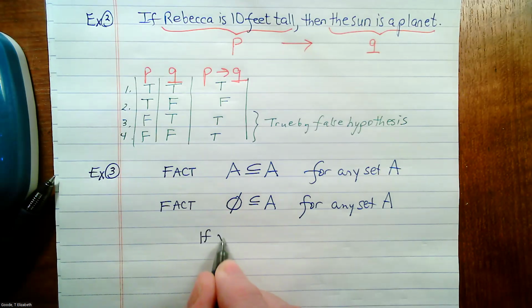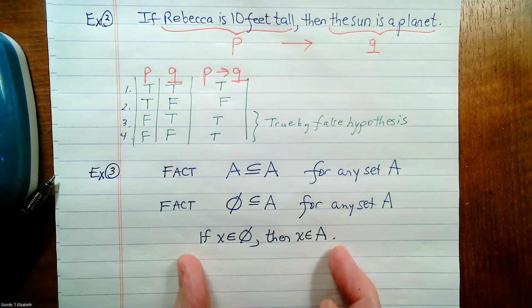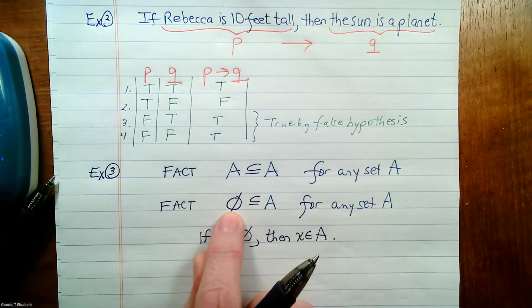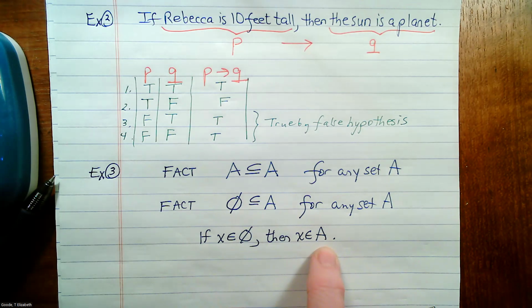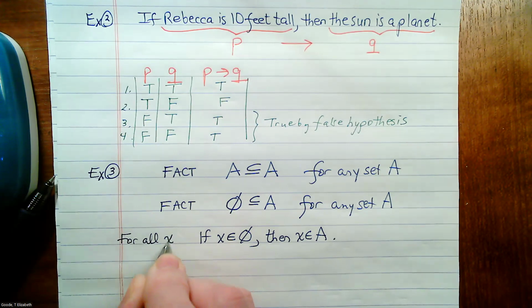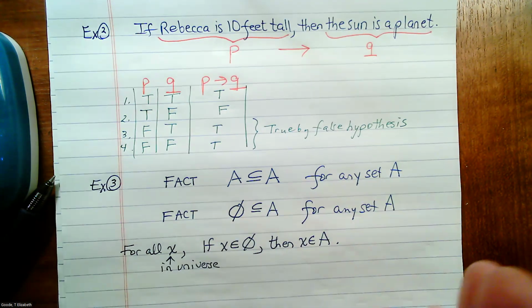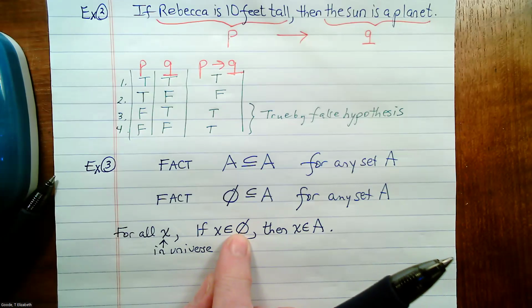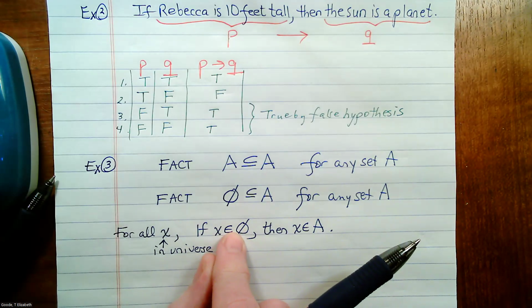The statement, if X is an element of the empty set, then X is an element of A, we weren't ready for that until we talked about if-then statements, but that is basically the way we check subset inclusion. For any element X in the set on the left, we're trying to confirm that that element is an element of the set on the right. In other words, we're trying to confirm this statement for all X in the universe, whatever the universe is. We're usually told what the universe is. There's some overriding universe where all the elements live. This is always true because there is no X in the empty set. So the hypothesis of this if-then is true vacuously.